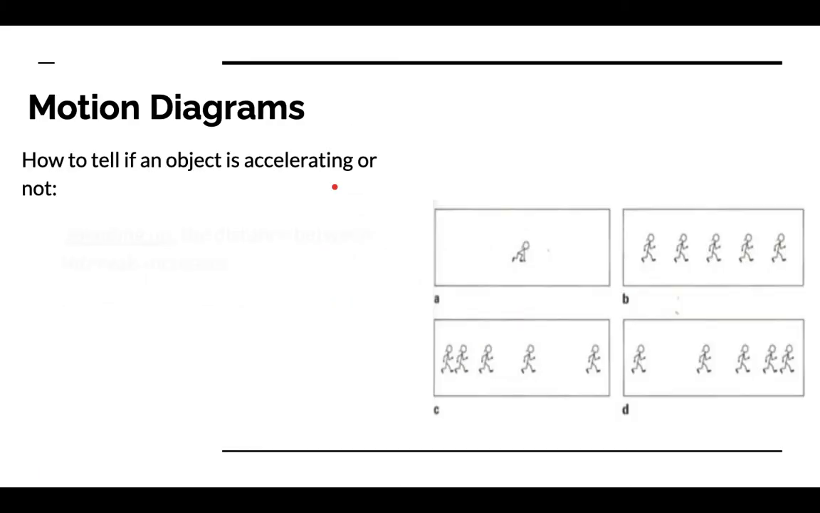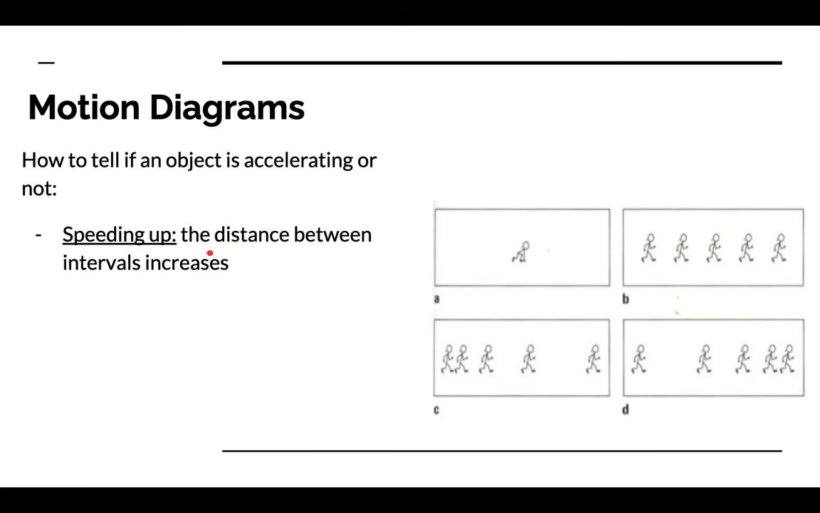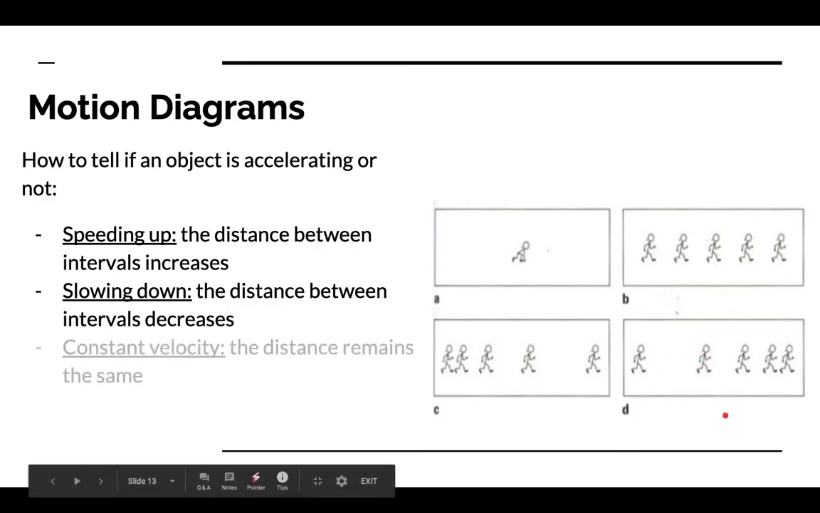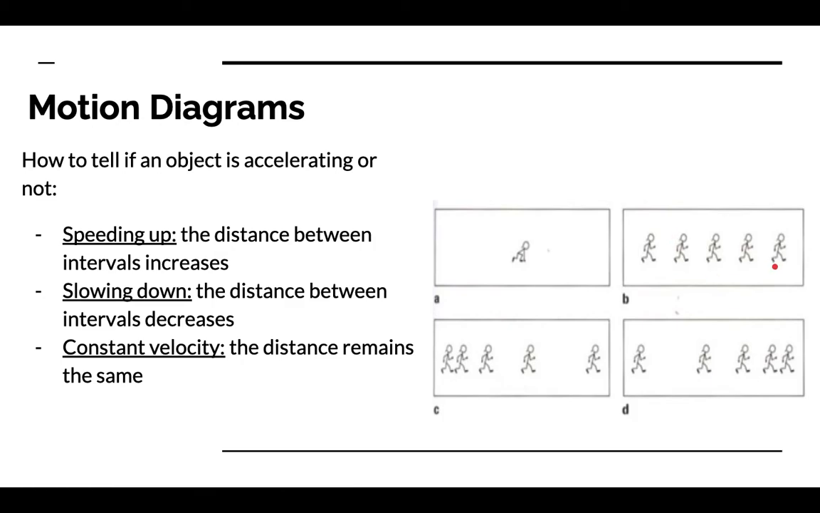So the idea behind motion diagrams is that if you're speeding up, the distance between intervals will increase, like we have in C. If you're slowing down, the distance between intervals will decrease, like we have in D. And if you're moving at constant velocity, the distance will remain the same, okay?